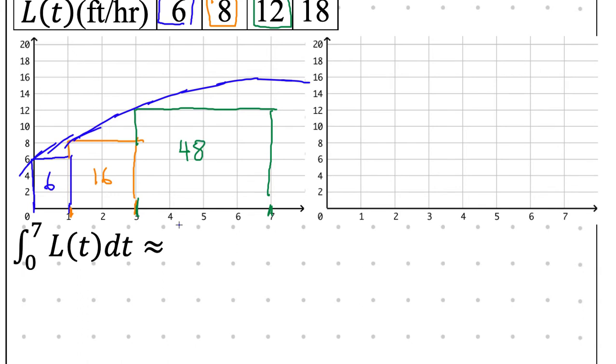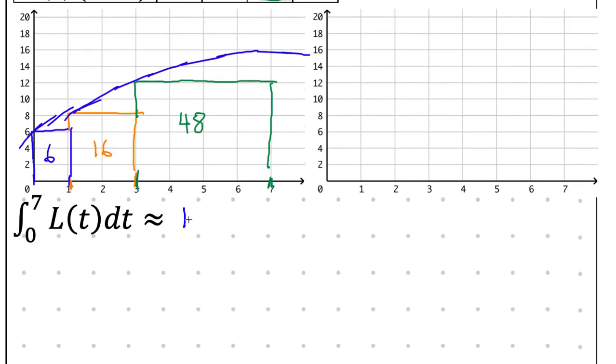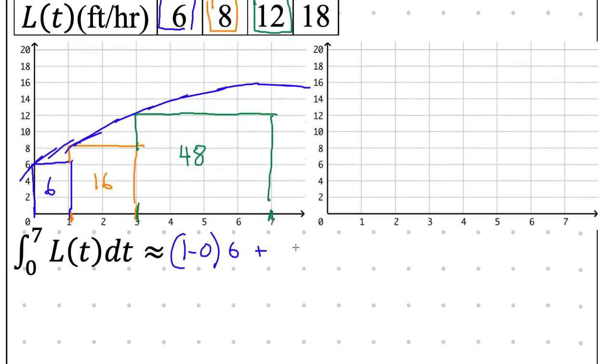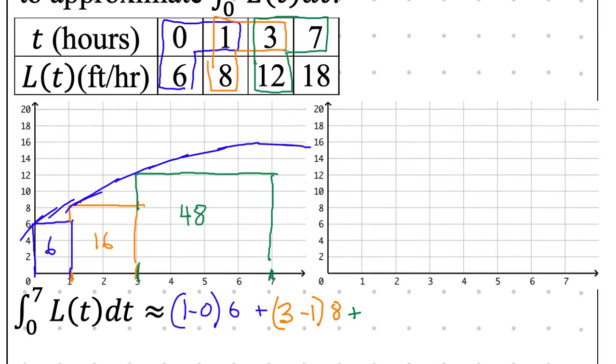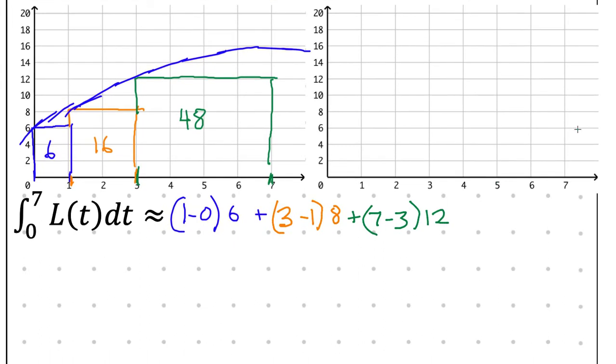This is how you show your work. 70, guys. If it gives you a graph, you can obviously graph it, but this is the quickest way to show your work. You say 1 minus 0 times the height of 6, plus 3 minus 1 times 8, plus 7 minus 3 times the height of 12. This is how we show the work, and then you can simplify it in the next step.